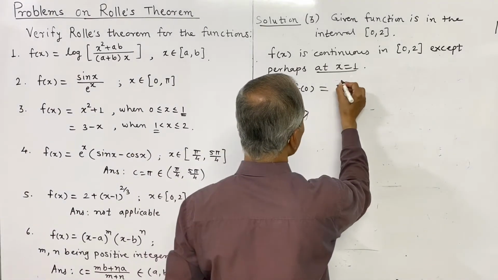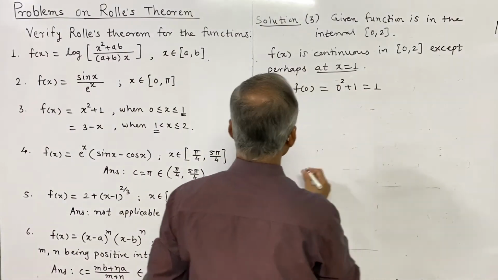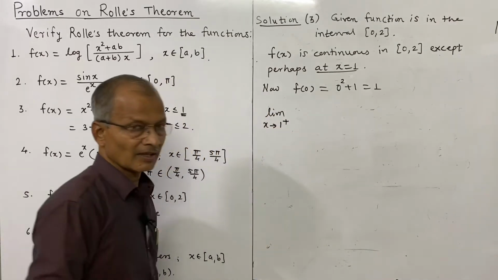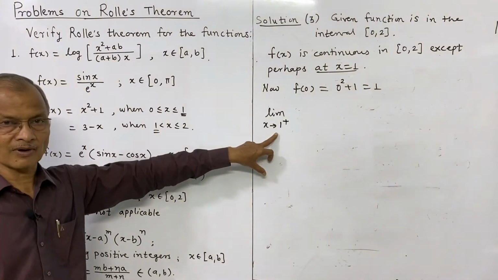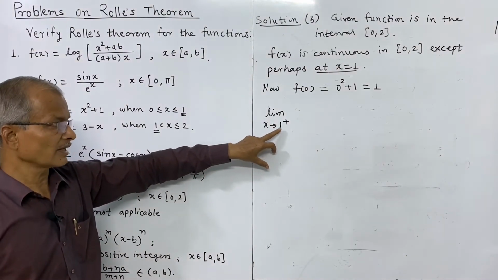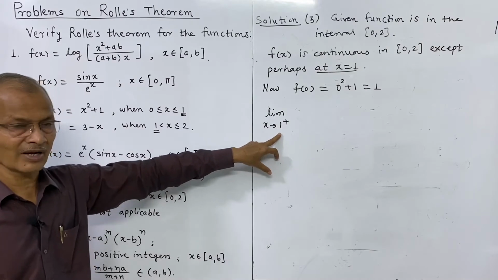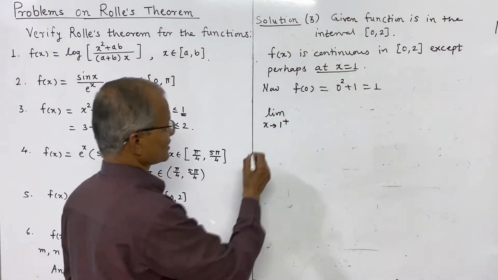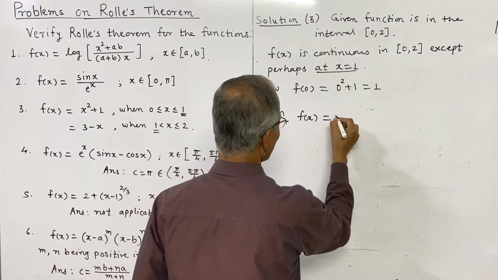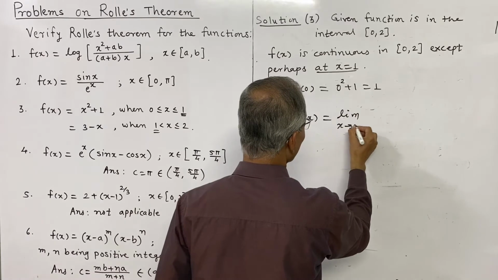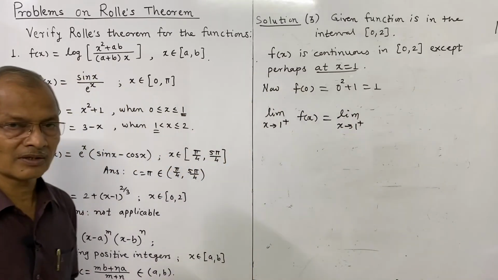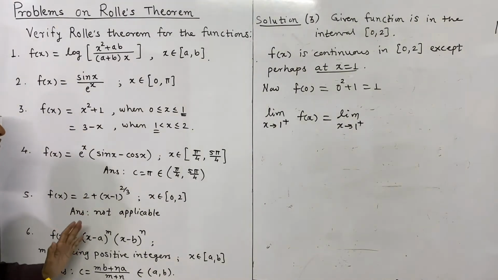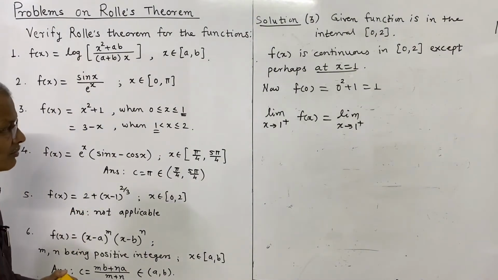f of 0 is 0 square plus 1, which is 1. And now the limit as x tends to 1 from right. This is the notation for the limit as x tends to 1 from the right. When x is greater than 1 and approaches 1, that is the right hand limit of f of x, equal to limit x tends to 1 from right. Which definition of the function between these two is to be used? That is important, and that is to be noted and understood.